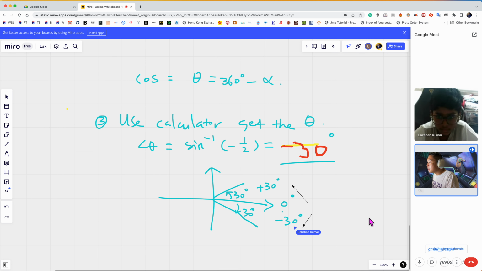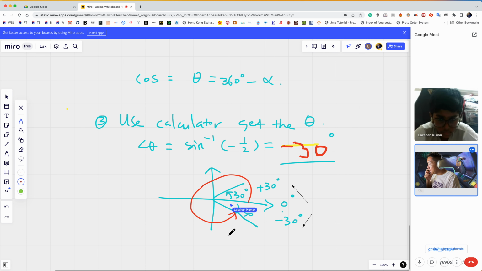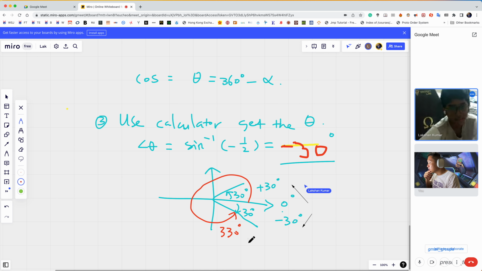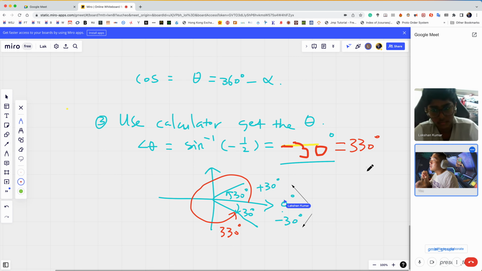So in a way, if you look at negative 30 from another perspective, it's from here until here. What is this angle, by the way? It's 360 minus 30, so it's 330. Very good. So in a way, negative 30 is also equal to 330 degree. Actually, strictly speaking, they are not equal.